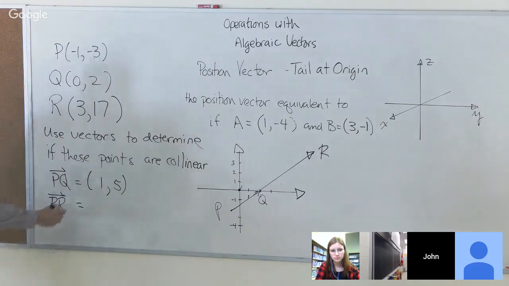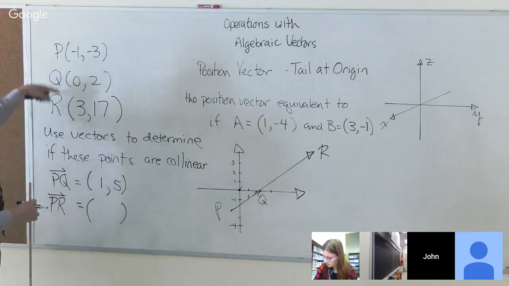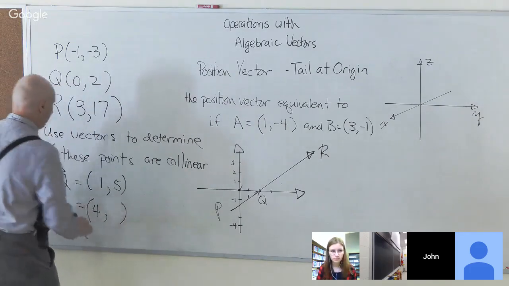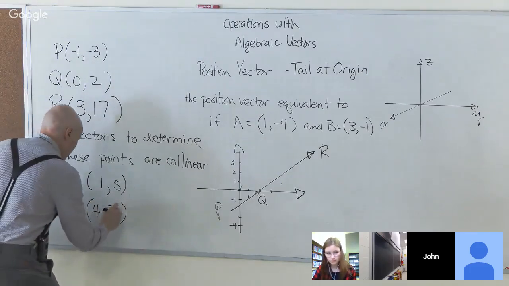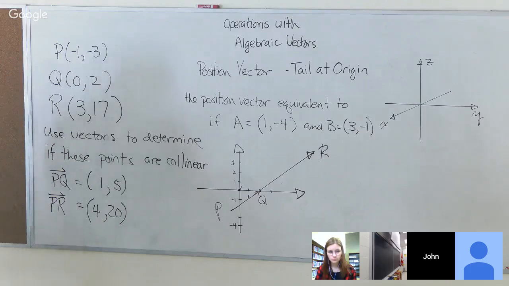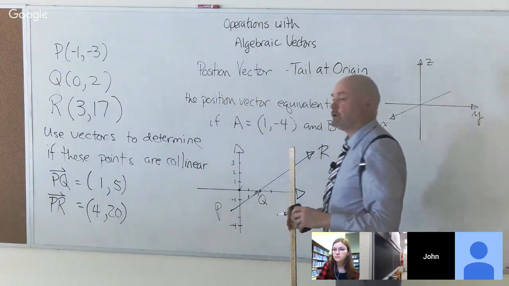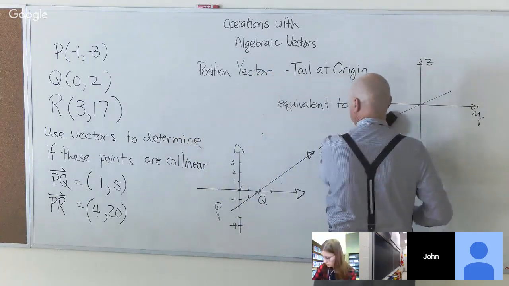Okay, so PR. That was really bad PR right there. All right, and so I'm going from -1 to 3. So that's 4. And I'm going from -3 to 17. And so that is 20. Okay. We now have just about enough information to determine if these are collinear or not.